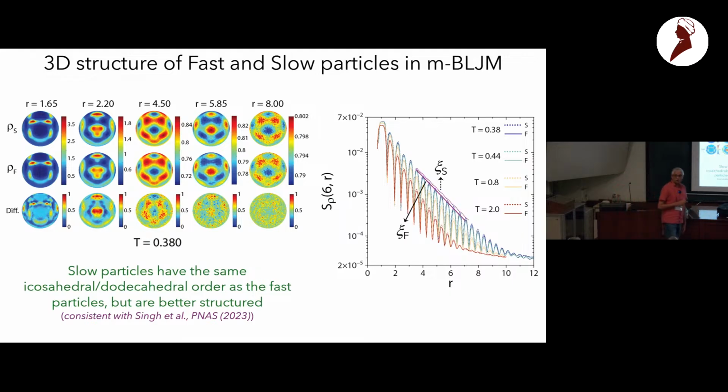And now I can define 2 more static length scales. Static, I'm emphasizing that because I'm not using any time information apart from just tagging them. We're going to call them structural length scales too. So I have xi s, which is for the slow particles, and xi f for the fast particles, and I'm going to track the temperature dependence of all of these 3 length scales: xi total, xi s, and xi f.